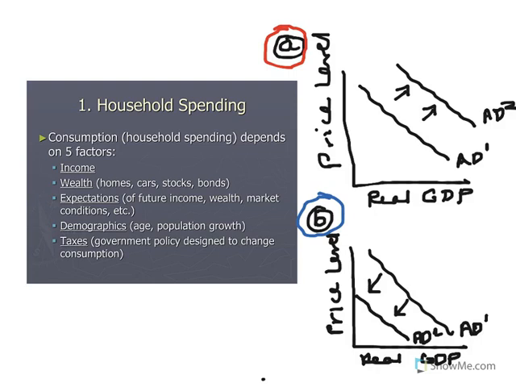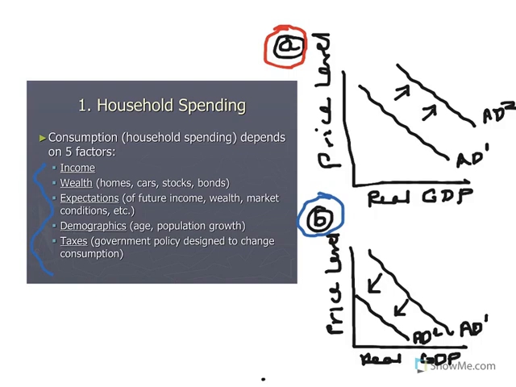So the first sector within the economy that we want to look at would be the household sector. And you recall that we defined household spending as consumption expenditures. So what is it that causes our consumption expenditures to change? In other words, again, there's different factors that influence how much we spend on goods and services. So these are the 5 most common factors that are going to influence our consumption spending.